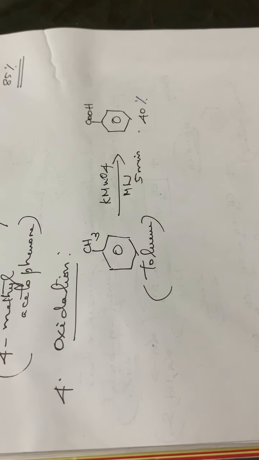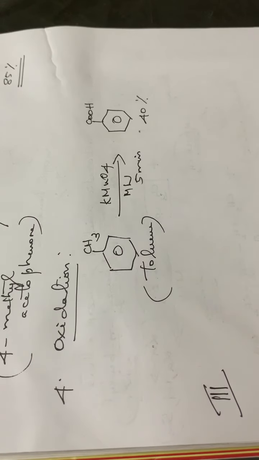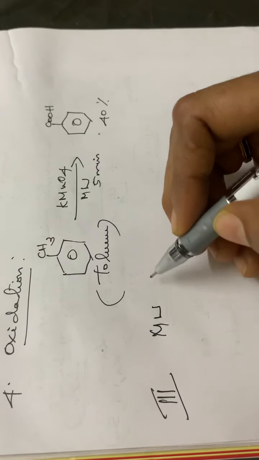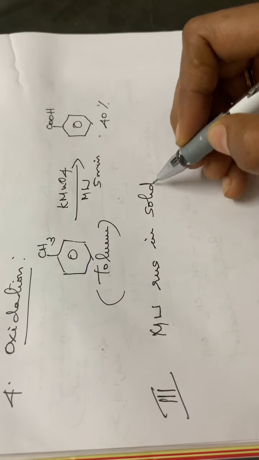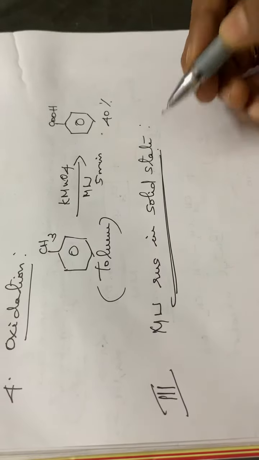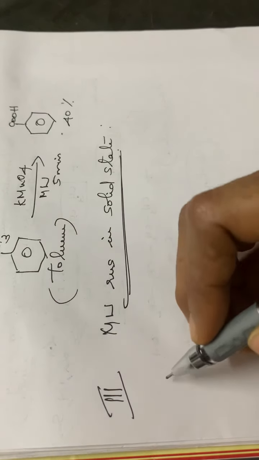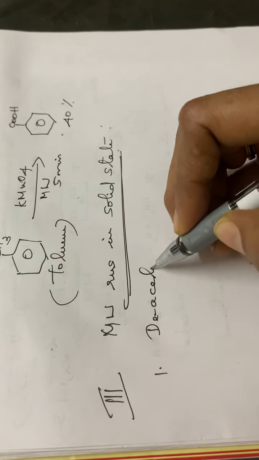Then you have to go through microwave assisted reactions in the solid state, the third type of reaction. Microwave assisted reactions in solid state. The first reaction is deacetylation.